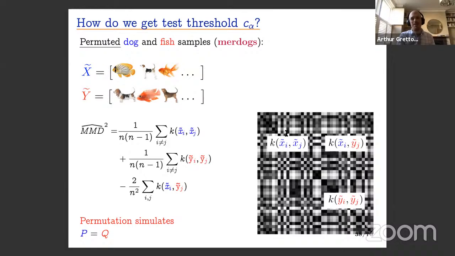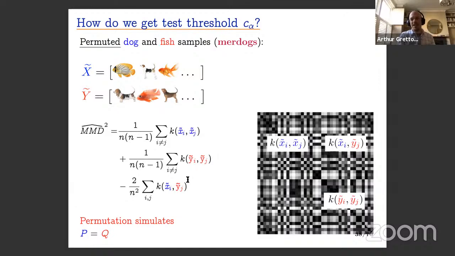Because if I have X tilde, where half of them are dogs and half are fish, and Y tilde, which is also half dog, half fish, I compute the kernels between them. If I take the average of the top left block plus the average of the bottom right block, and subtract from it the average of these off-diagonal blocks, then this is going to be a small number. And it's going to be simulating the case that P and Q are the same.